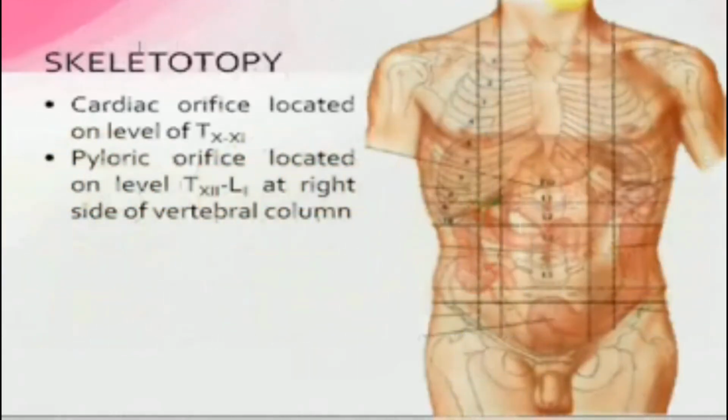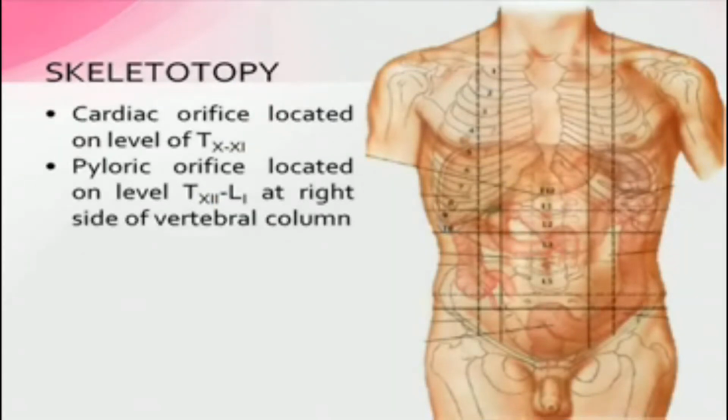Skeletopy of the stomach. The cardiac orifice is located at the level of the 10th to 11th thoracic vertebra, and the pyloric orifice is located at the level of the 12th thoracic and 1st lumbar vertebra at the right side of the vertebral column.